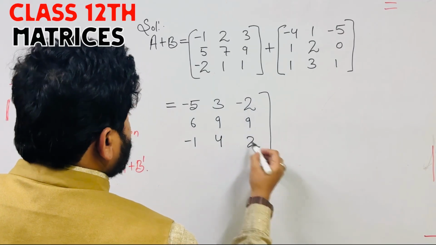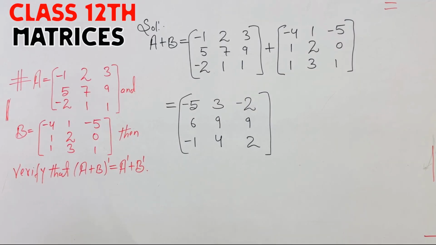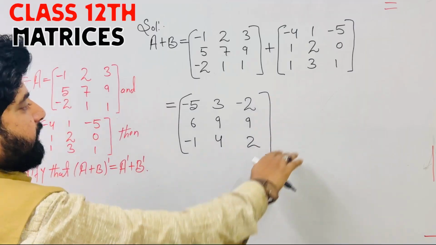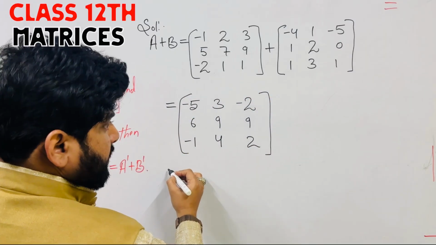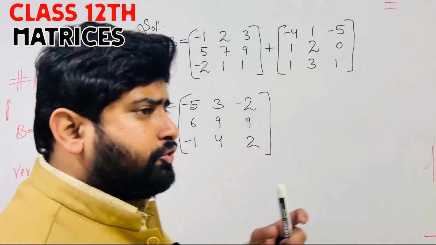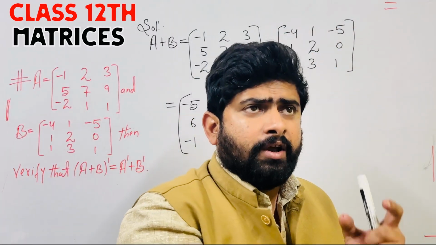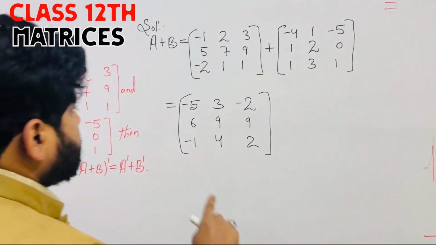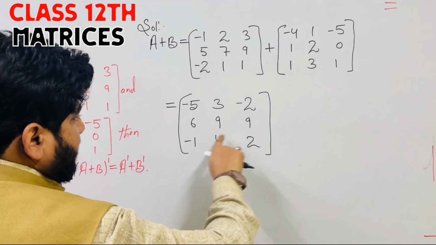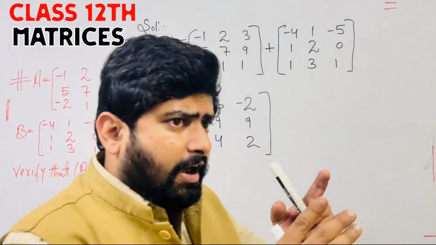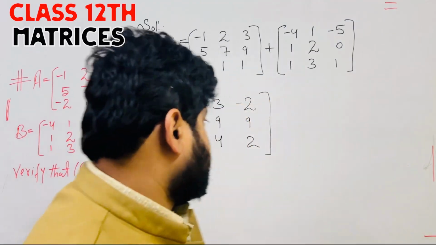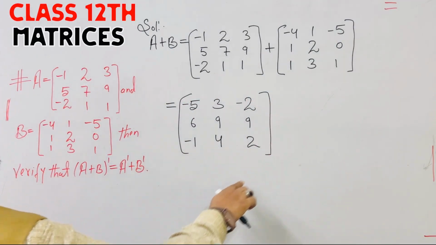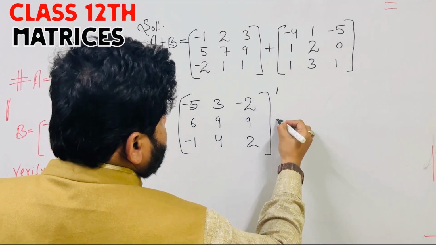Now the matrix A plus B is equal to this, and now we have to find the transpose of this matrix. What is the meaning of transpose? This is the first row, this is the second row, this is the third row. Rows are changed into columns, that is called the transpose of a matrix. Now we have to change this, the transpose of this.